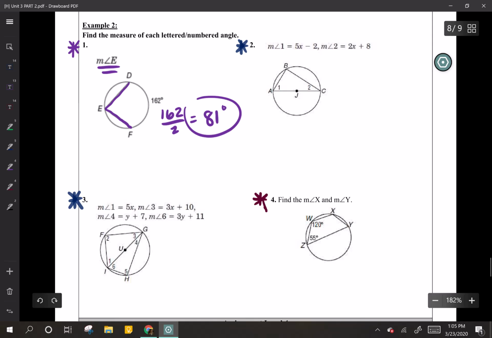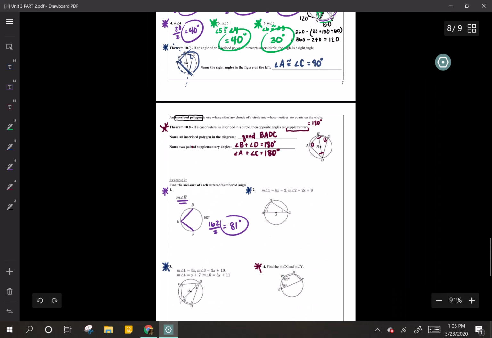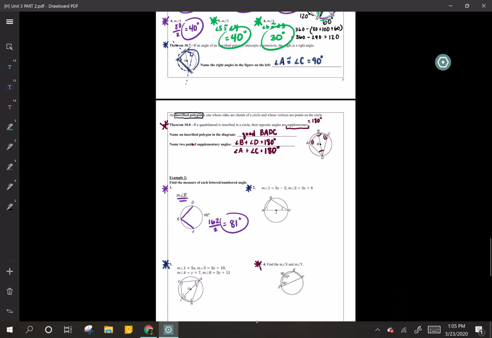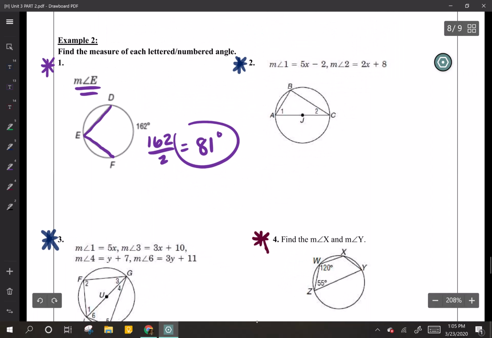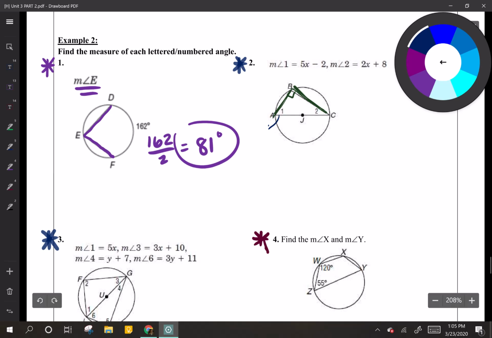We're going to be using Theorem 10.7, which as a reminder states if an angle of an inscribed polygon intercepts a semicircle, the angle is a right angle. So I know that angle B is a right angle because if you take a look, it intercepts the semicircle. Okay, and in this problem, it tells us that angle 1 is 5x minus 2, and angle 2 is 2x plus 8.